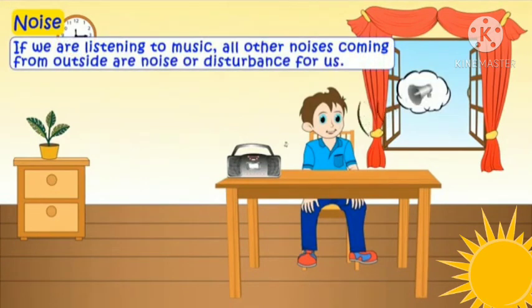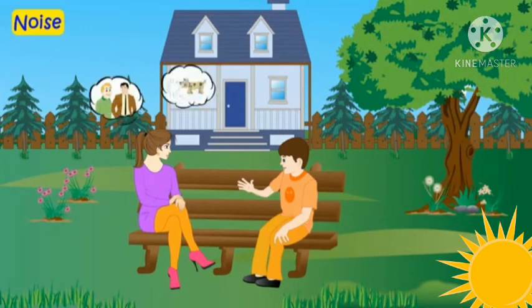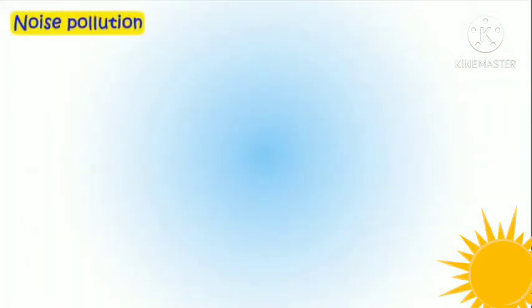If we are listening to music, all other noises coming from outside are noise or disturbance for us. For example, if we are talking to a person, all other unwanted sounds like people talking, dogs barking, traffic sounds, all disturbance are noises for us. Noise pollution. What is meant by noise pollution?